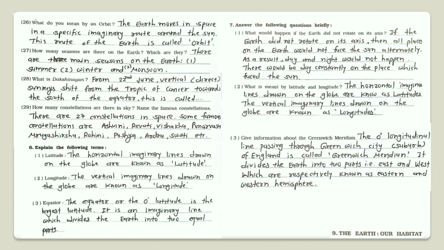27 number. How many seasons are there on the earth? Which are they? There are three main seasons on the earth: summer, winter and monsoon.